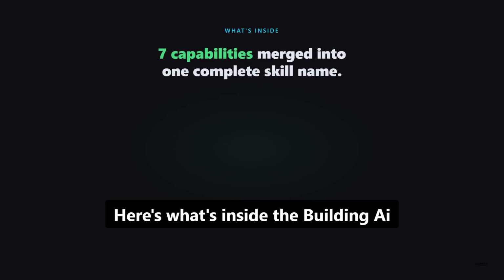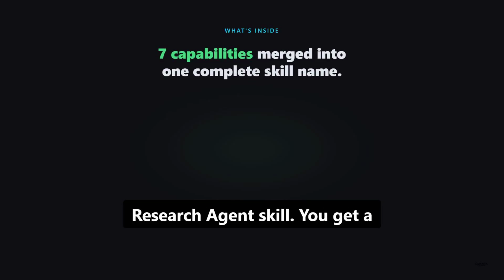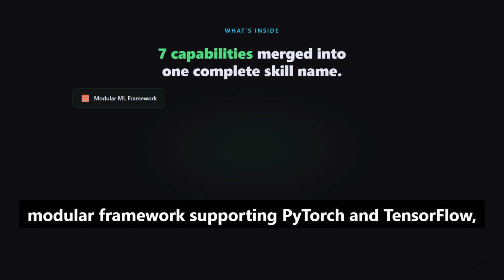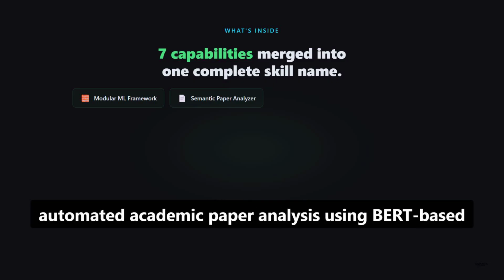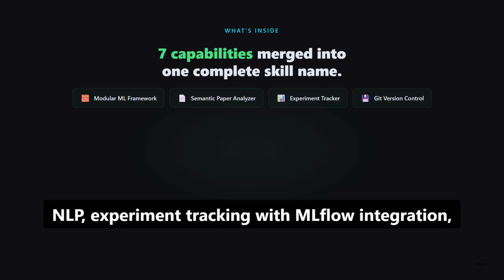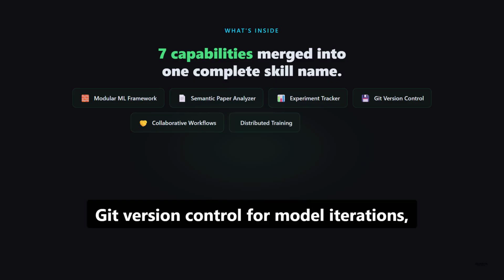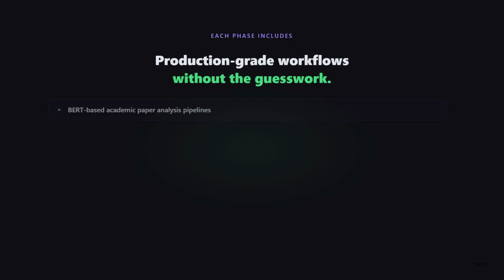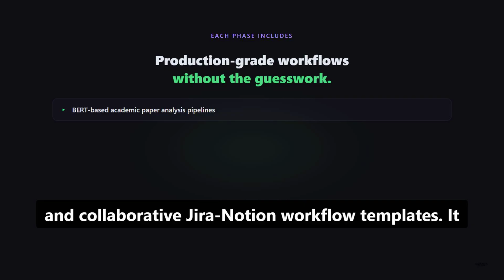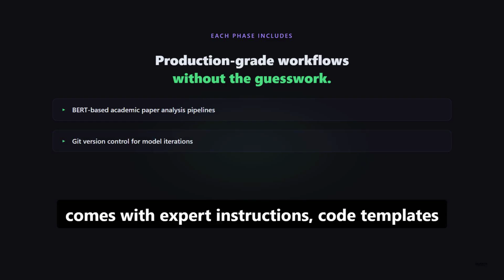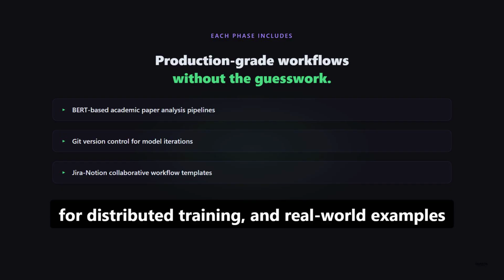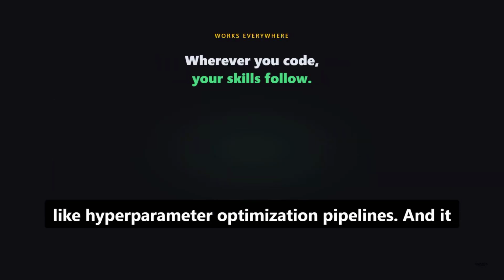Here's what's inside the Building AI Research Agent skill. You get a modular framework supporting PyTorch and TensorFlow, automated academic paper analysis using BERT-based NLP, experiment tracking with MLflow integration, Git version control for model iterations, and collaborative Jira Notion workflow templates. It comes with expert instructions, code templates for distributed training, and real-world examples like hyperparameter optimization pipelines.